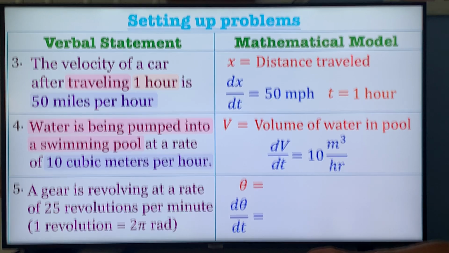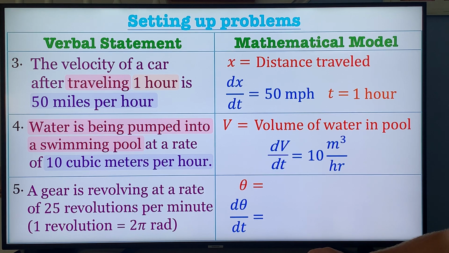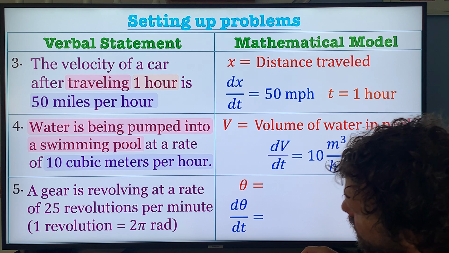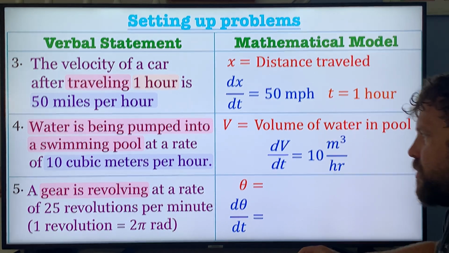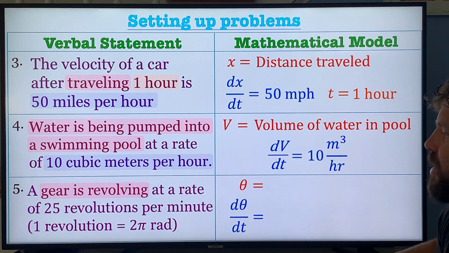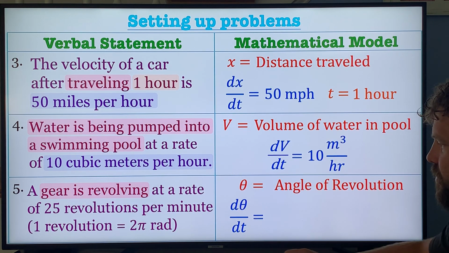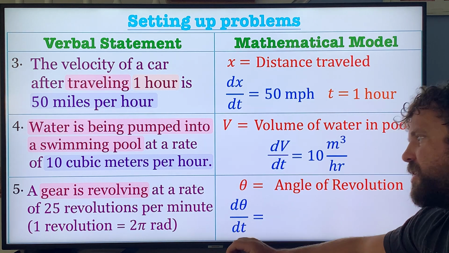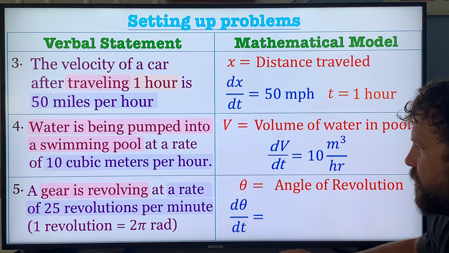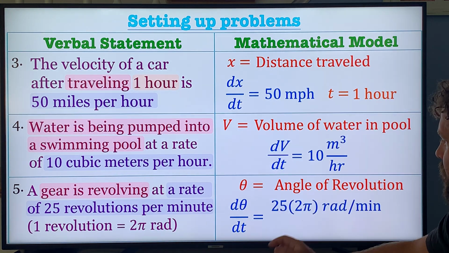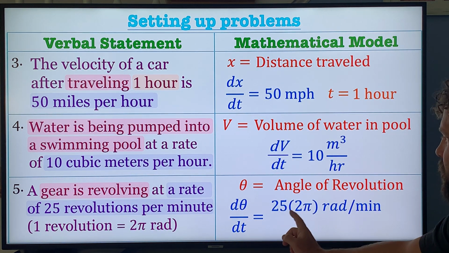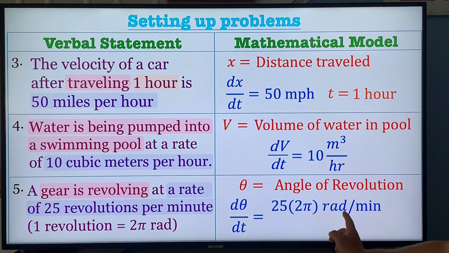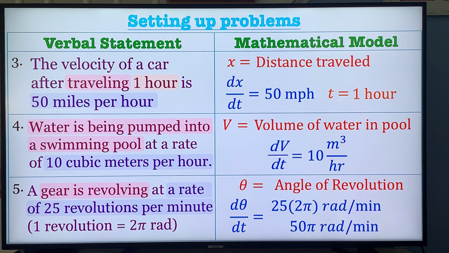Number 5 we're not really going to do, but I'm just showing you how we can deal with rates of revolution. Gears revolving at a rate of 25 revolutions per minute. 1 revolution is 2 pi radians. So, a gear is revolving. This is theta, that stands for angle, so that's your angle of revolution. dθ/dt. Well, 25 revolutions per minute isn't an angle, but we can use this conversion to get it into an angle. So you have 25 times 2 pi radians per minute, 25 times 2 is 50 pi radians per minute. All right.